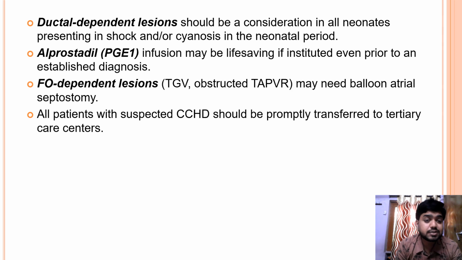And another point is all patients with suspected congenital cyanotic heart diseases should be referred to tertiary care centers. Don't try to manage them at secondary centers, because they definitely are going to be very sick, and the ultimate goal is just to try to keep them maintained till they reach that tertiary center.